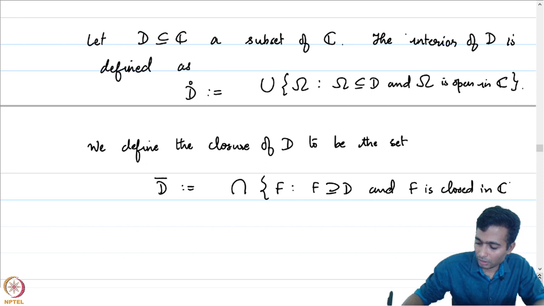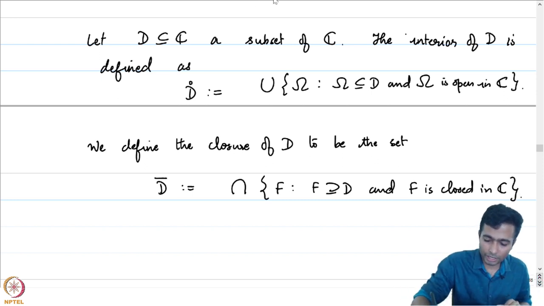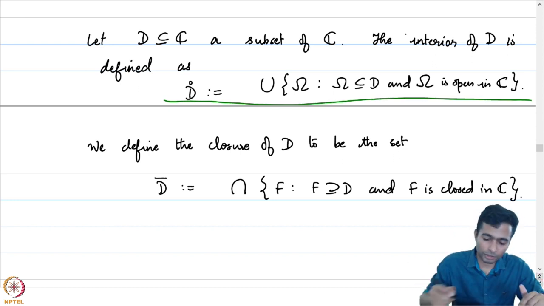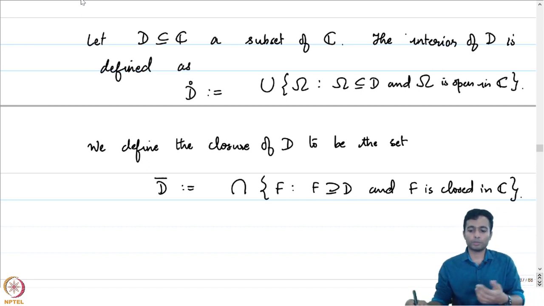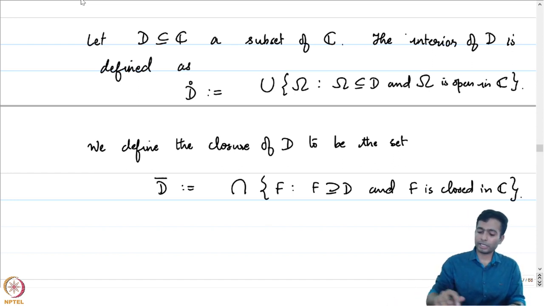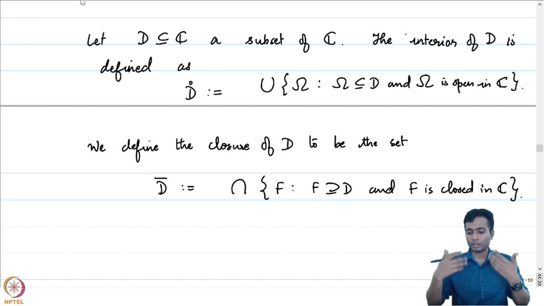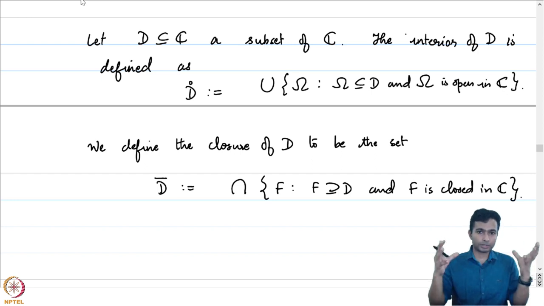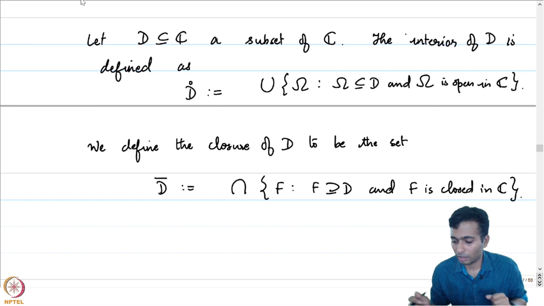In this first case, by the observation which I made earlier, it's clear that it's going to be an open set because an arbitrary union of open sets is again an open set. Using De Morgan's law, you can check that the same thing translates to saying that an arbitrary intersection of closed sets will again be a closed set. So D bar, the closure of D, is a closed set. The interior is in some sense the biggest open set sitting inside our given set D, and D bar, the closure of D, is in some sense the smallest closed set which contains our given set D.